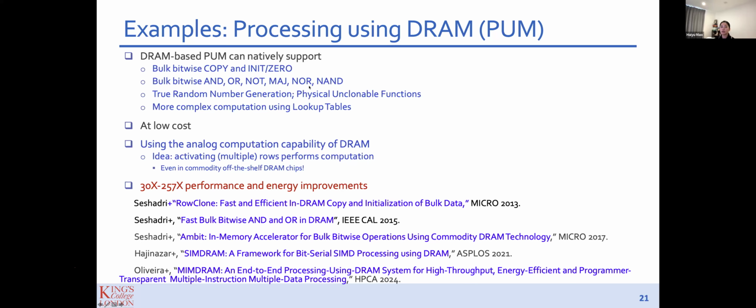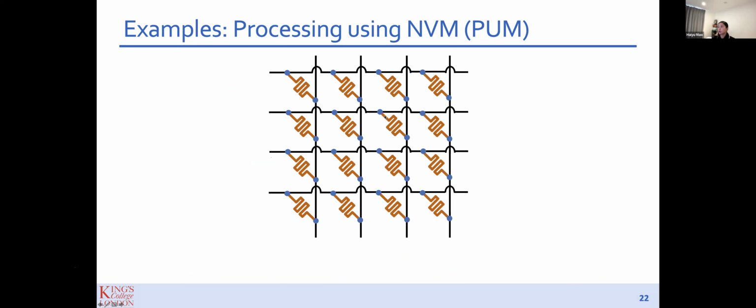These are still in research, and you can develop more operations supported by processing using memory by exploring these physical things. And it can do all of the computation at a very low cost. So, okay, here is an example of processing using NVM.